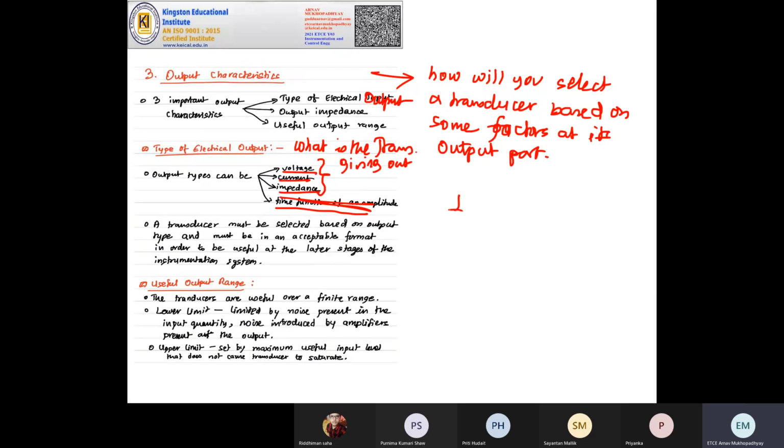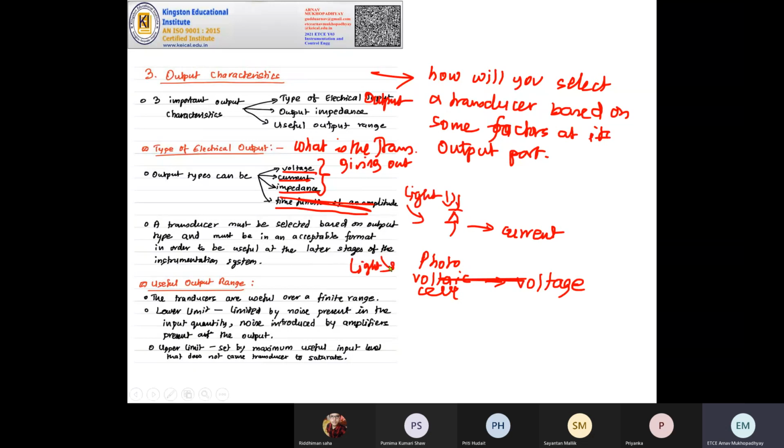For instance, a photodiode gives out current, but a photovoltaic cell gives out voltage. For both, light is the input. So it is your decision. If you want to have current, then you have to take a photodiode. If you want voltage, you have to take a photovoltaic cell. So this is the first factor.